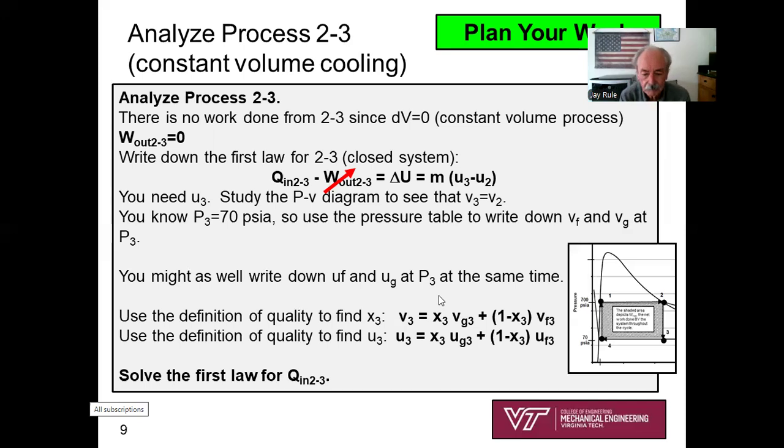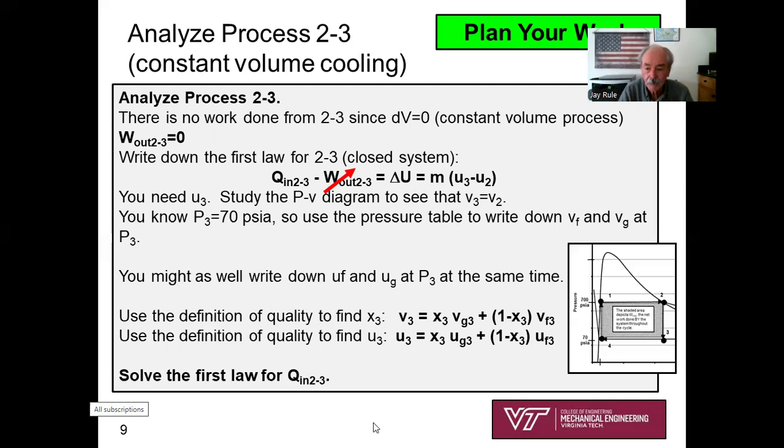Wow, okay. Well, but I need u. I need the internal energy at state 3. Little u. Wow, I just got X3. Do you see that now I can determine u3 by saying, okay, that's X3, just found it. I can look up UG3 in my pressure table, 70 psi, plus 1 minus X3 times UF3. Look that up in the pressure table. Boom, and I've got u3. I can back up a little bit and immediately solve for the heat added from 2 to 3. So that's our planning. So now we're halfway there.